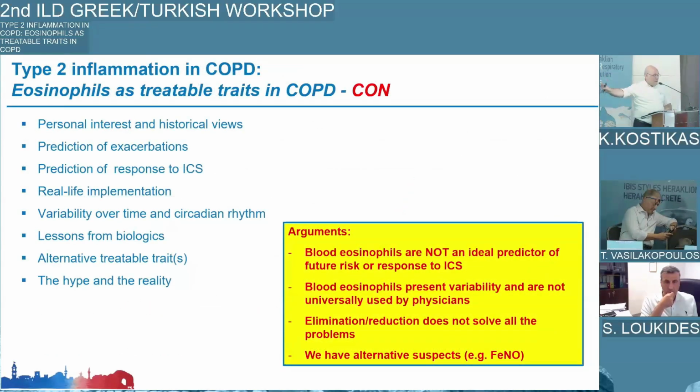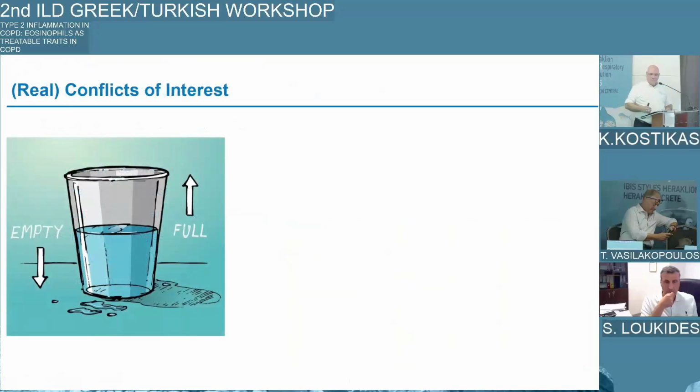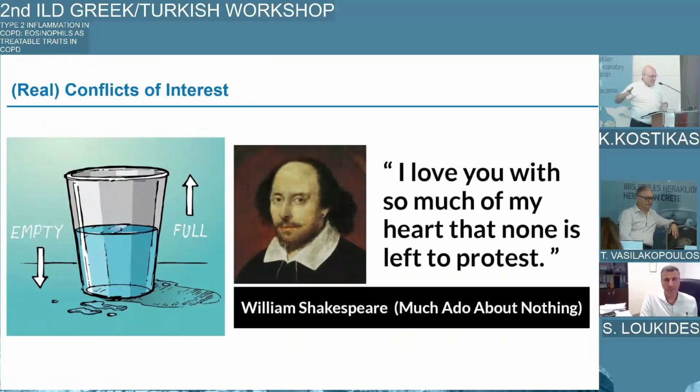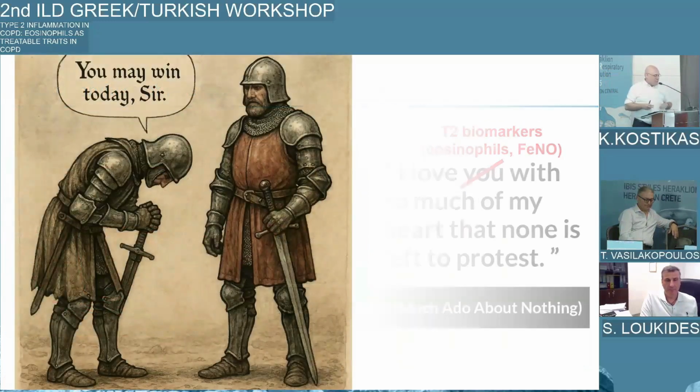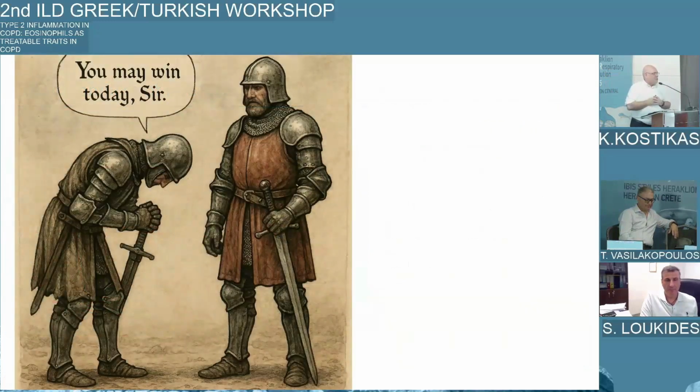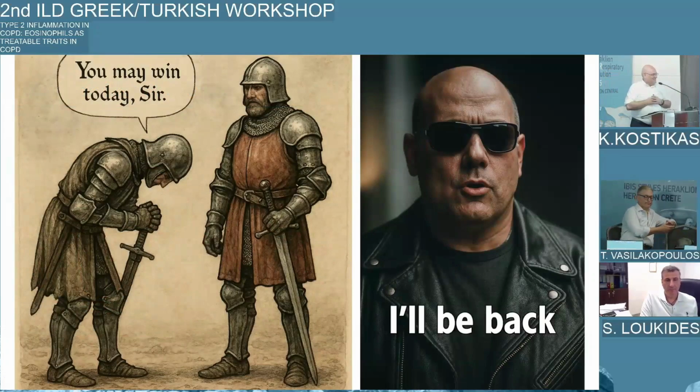And these were my arguments, but I have to tell you the full truth now, Alberto. So you have spoken against my heart. You have spoken in favor of my heart. I have spoken against my heart. And this is what the great Bard has said. So I love blood eosinophils and FeNO with so much heart. Come on, I lost this one. So much of my heart that none is left to protest. So I will let you win this time, sir. But don't worry. Thank you very much.